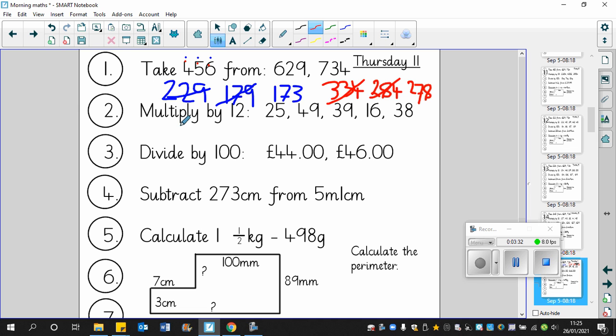Question number 2, multiply by 12. Okay, so remember we're multiplying by 10 and then by 2 and then adding. So 25 times 10 is 250. 2 times 25 is 50. And so 250 plus 50 is 300. So the answer is 300.